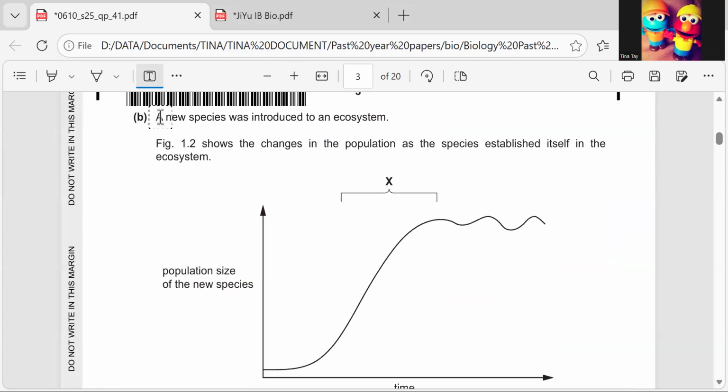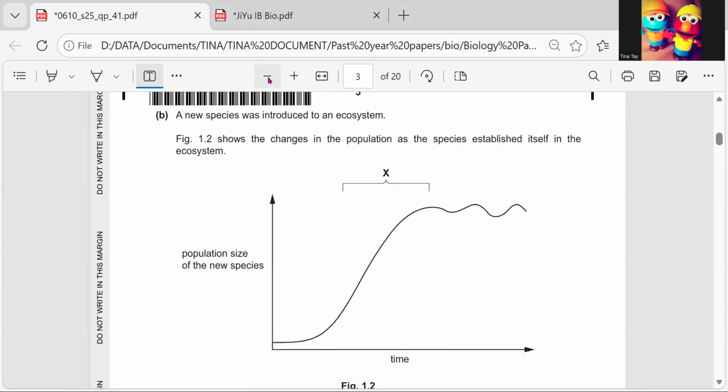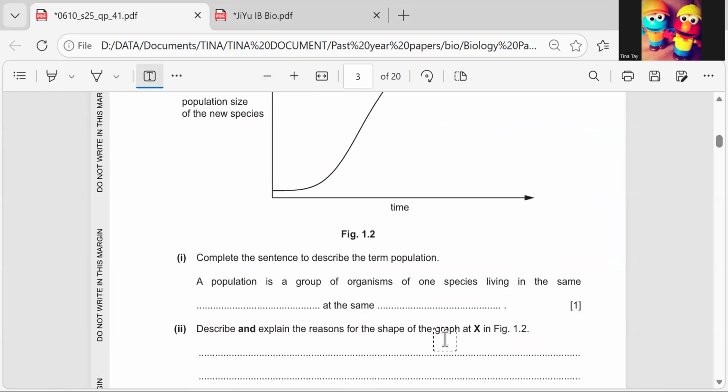Okay. All right. This is the sigmoid curve. Do you remember? Yeah. Okay. So a population is a group of organisms living in the same place at the same time. Or same habitat also can. Can I say area? Can. Okay. Same area, yeah, can. I think area is a better answer.